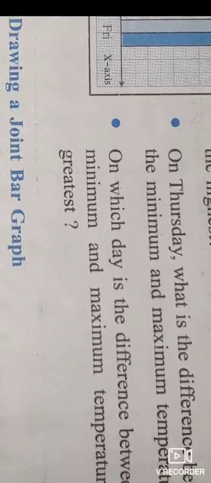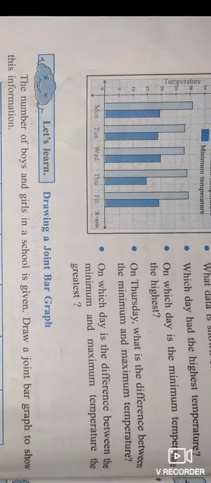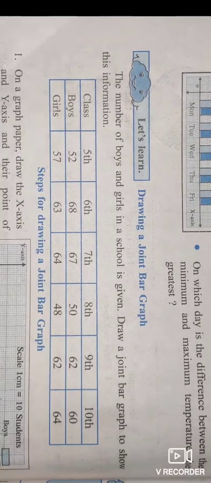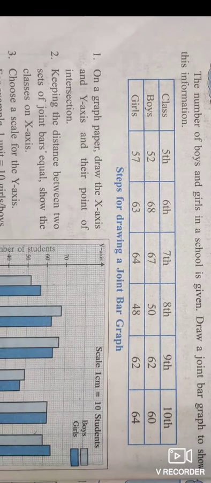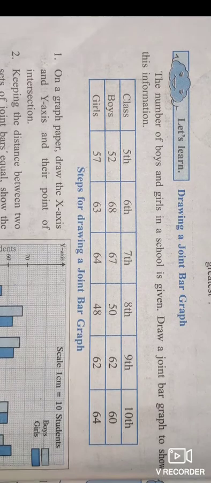And the last question is, on which day is the difference between the minimum and maximum temperature greatest? By observation we can say that on Thursday the difference between minimum and maximum temperature is more. So in this way we are reading the bar graph. How to draw the bar graph, we will see in our next lecture. So today all of you bring graph paper, a graph notebook.